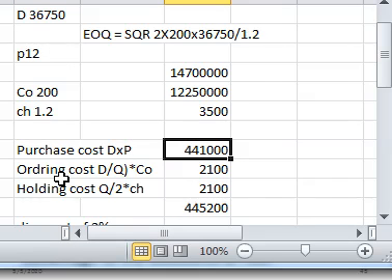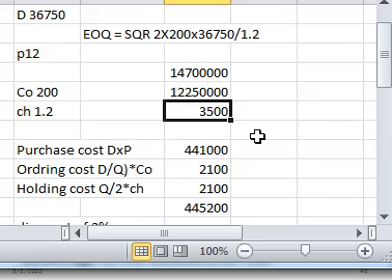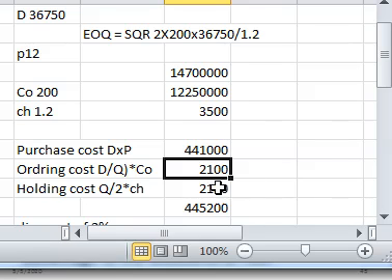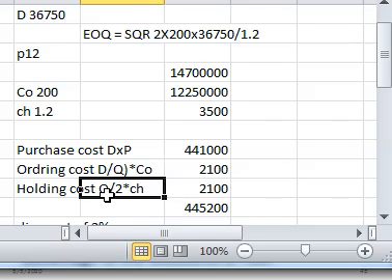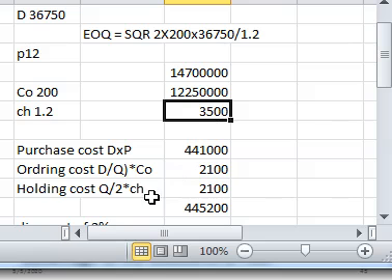To get ordering cost, you are getting your annual demand divided by Q, because you are now purchasing at economic order quantity. The Q is 3,500, then times our ordering cost, which is 200, then you get your ordering cost. To get holding cost, we get Q, then divided by 2, then times CH. Our Q is 3,500 divided by 2, then times CH, which is 1.2, then you get this.